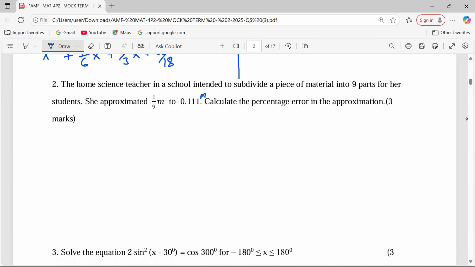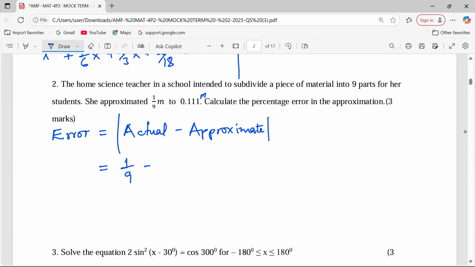First, we are supposed to check the error. What is the error in this approximation? The error is usually given by the actual value minus the approximated value, the estimate. Then we take the absolute value of that. So let's get the error. The error shall be 1/9 minus 0.111.